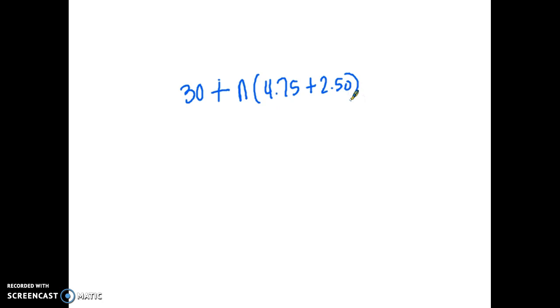So it says to write two expressions to represent the total cost. So we could do 30 plus n times the cost of the shirt plus the cost to make each shirt, which is the same thing as the initial setup fee of 30 plus $4.75 for each shirt plus $2.50 to make each shirt. So once we knew how many shirts we were going to make, we could plug that number in for our variable and solve to find the total price that we're going to have to pay the company to make these shirts.